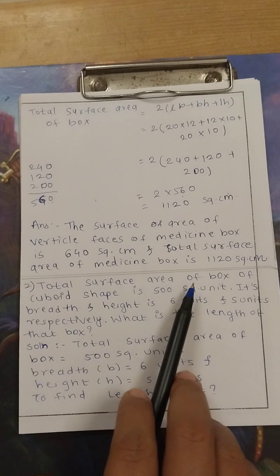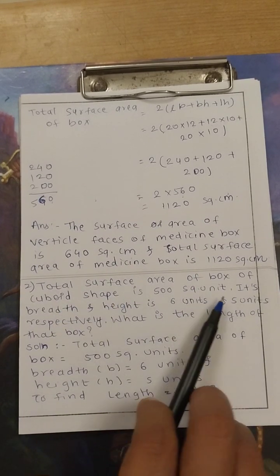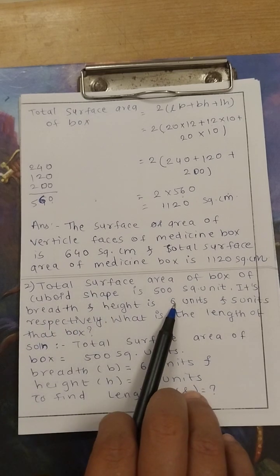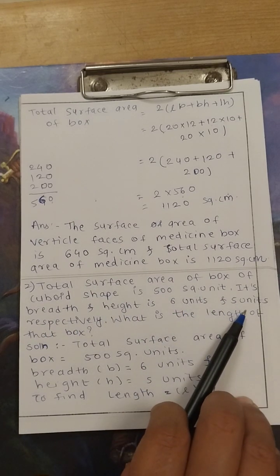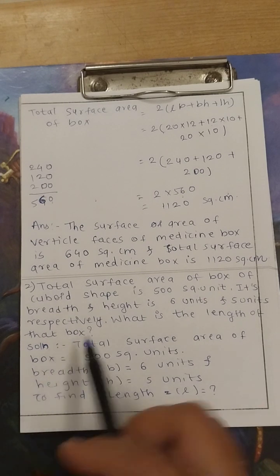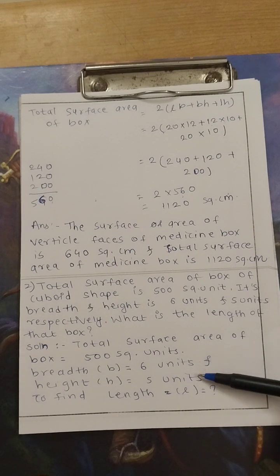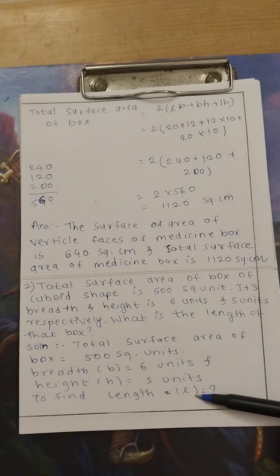Total surface area of a box of cuboid shape is 500 square meter. Its breadth and height is 6 units and 5 units respectively. What is the length of that box? Here the total surface area of the box is given, breadth is given, and height is given. What we have to find is length.